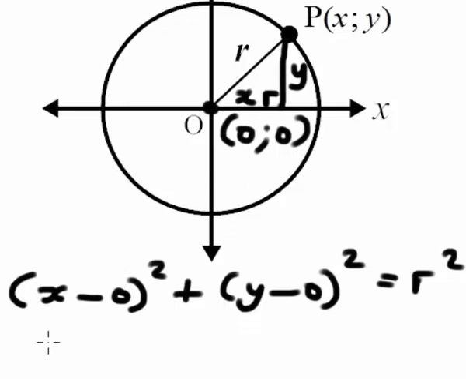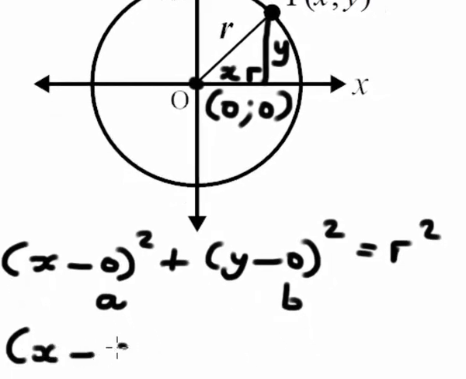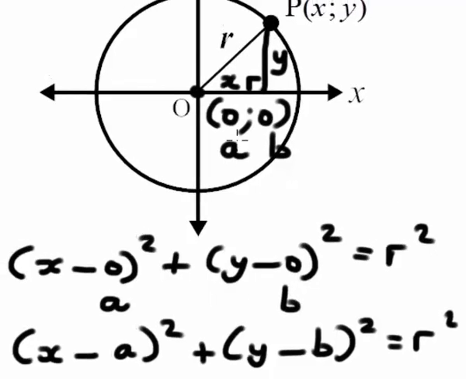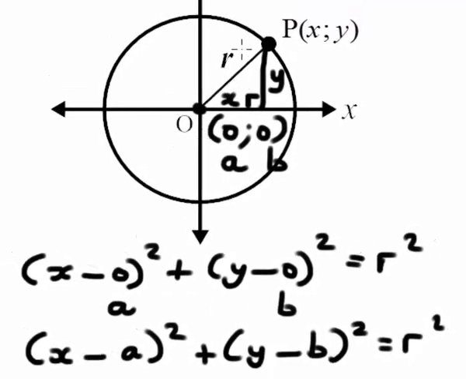Now, in this case, we call the naught a and b. So in general, it's (x minus a) squared plus (y minus b) squared is equal to r squared. The a and the b in this case would be 0, 0. Okay, (x minus 0) squared plus (y minus 0) squared is r squared. This is a circle centered at the origin.